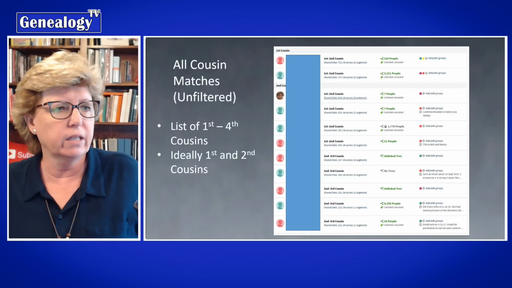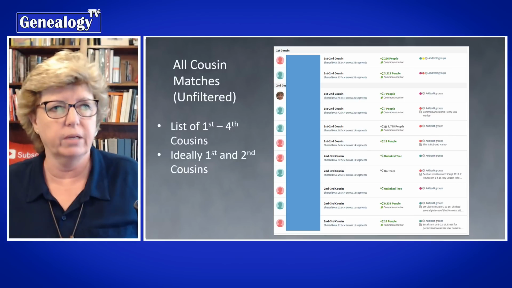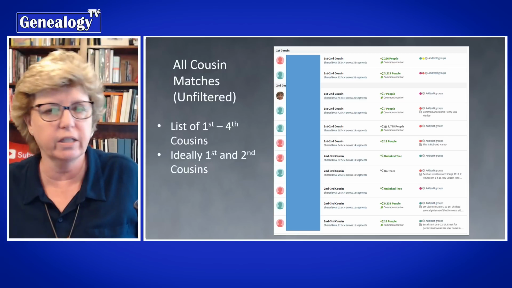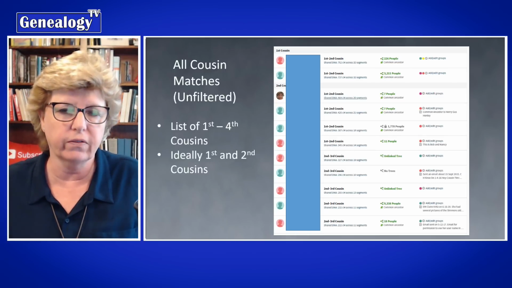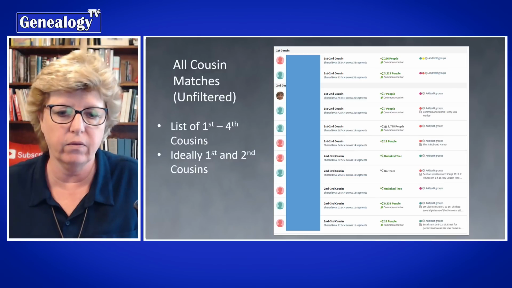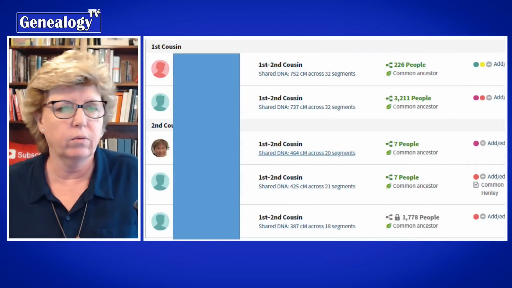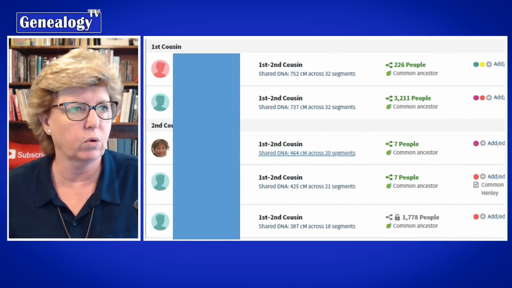So we've got this list here. I've kind of filtered it. I just scrolled down basically to just the first and second cousins. It's about all I could fit on the screen at the moment. Really, if we can use our first and second cousins, you're going to have the best chance of success with this strategy. But we can do this with third and fourth cousins as well. It just takes a little bit more work.